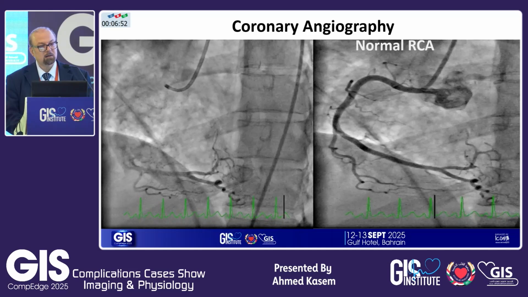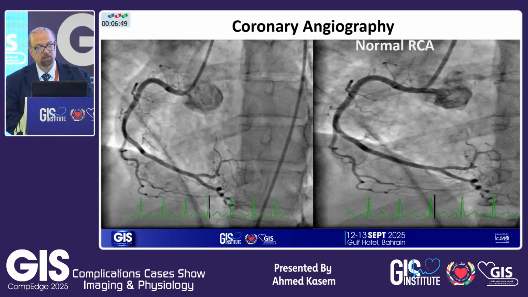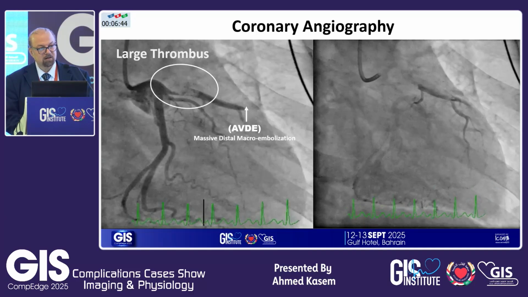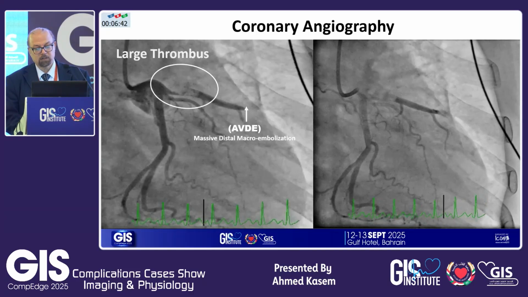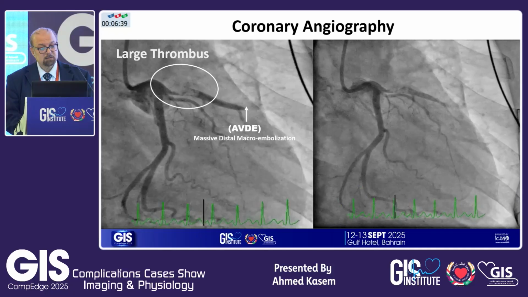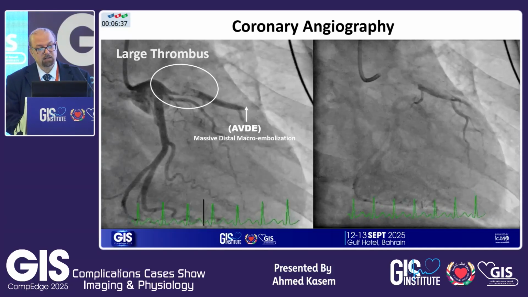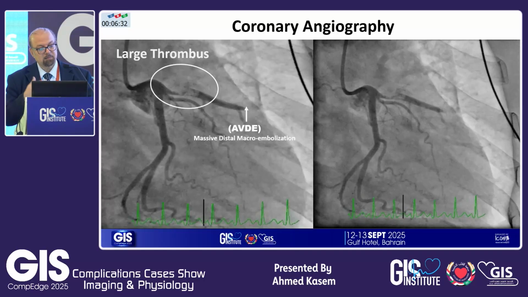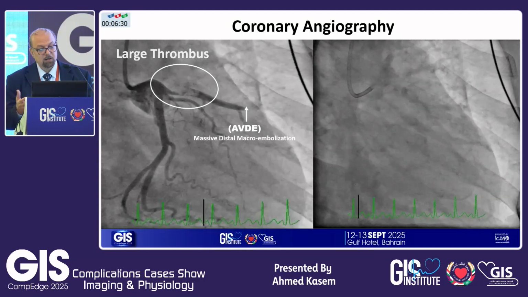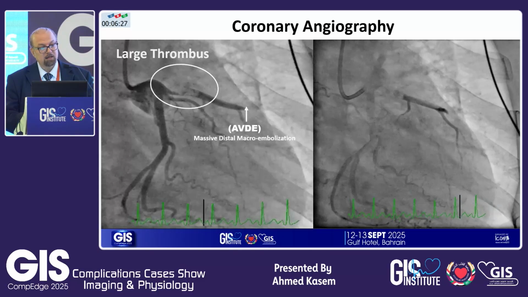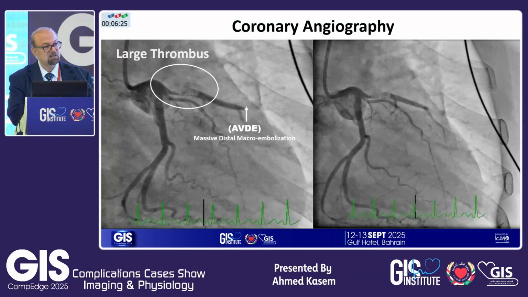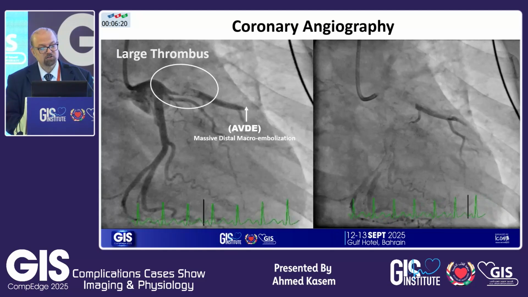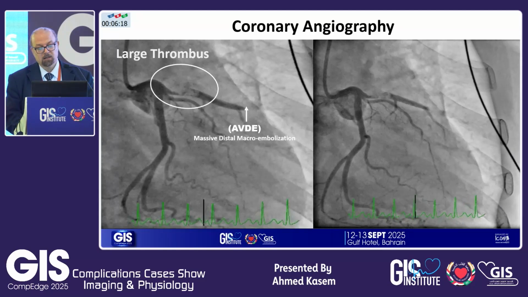This is normal right coronary artery actually, and this is the left system. There is a very critical lesion at the ostium of LAD with total occlusion of the mid-LAD. What I call, or is mentioned in literature, massive macro embolization, including the mid part of the LAD from a huge burden of thrombus in the ostial part of LAD. It is spontaneous distal embolization causing occlusion of the mid part.